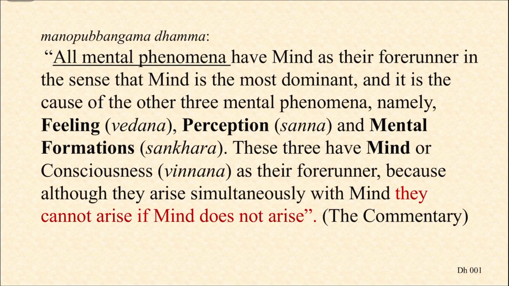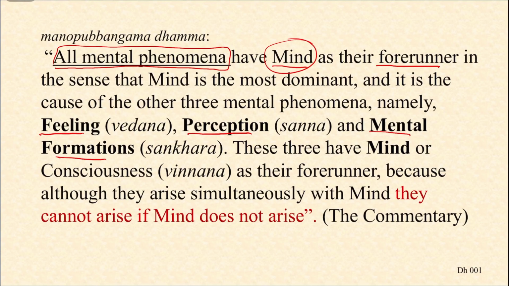The Buddha said all mental phenomena have mind as their forerunner. Everything that is thinking comes with the mind. It has the mind as its forerunner, in the sense that the mind is the most dominant and causes the other 3 mental phenomena. Because the mind exists, feeling exists, then perception exists, and then mental formation, or sankhara, or thinking exists, because of the mind first. What is the mind then? The mind is here. The mind is consciousness.